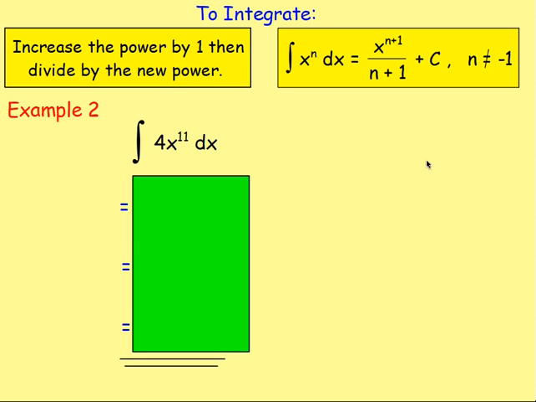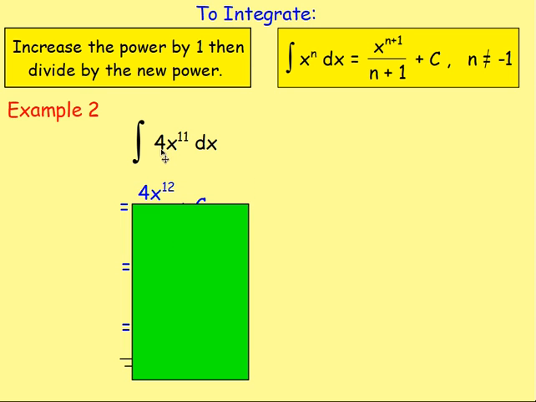Example 2. Let's integrate 4x to the power of 11. So integrating this, do the same thing. Increase the power by 1, so the power is 11. Add 1, it goes to x to the power of 12. The 4 just now would just stay as it is. We're just ignoring that.